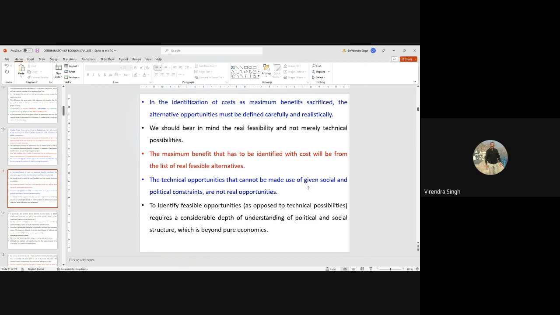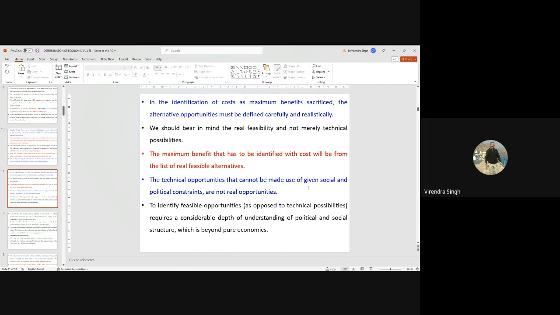To identify feasible opportunities requires a considerable depth of understanding of political and social structure, which is beyond pure economics. These political and social constraints cannot be explained with economic theories actually. So these are outside the purview of economic considerations. But these must be kept in mind while planning a project.